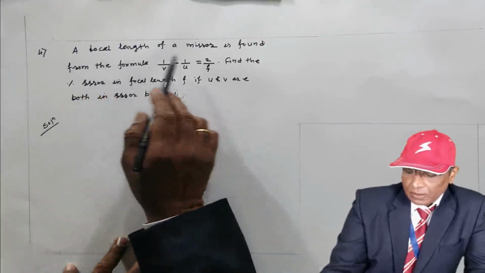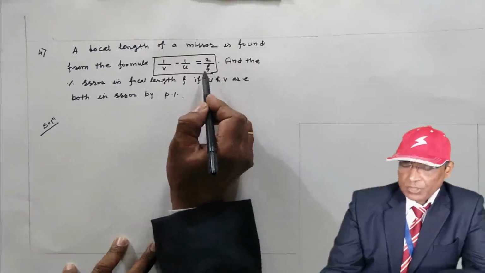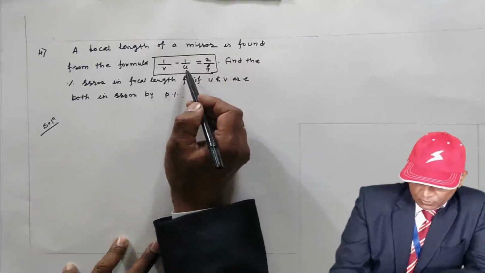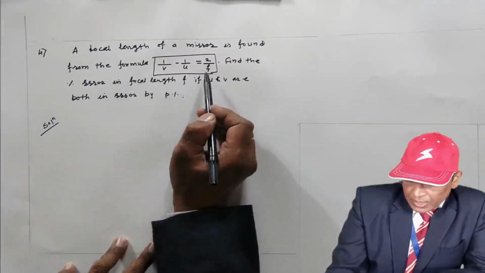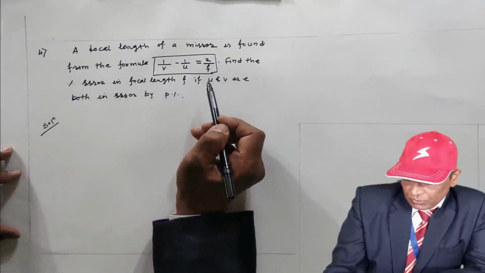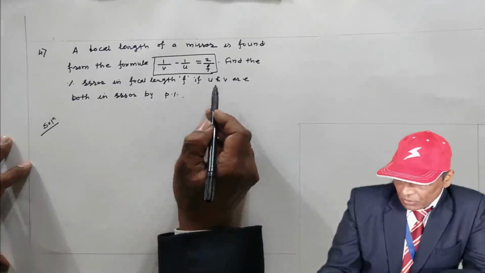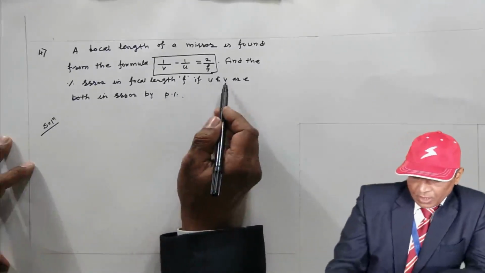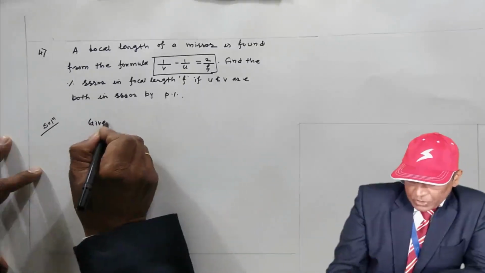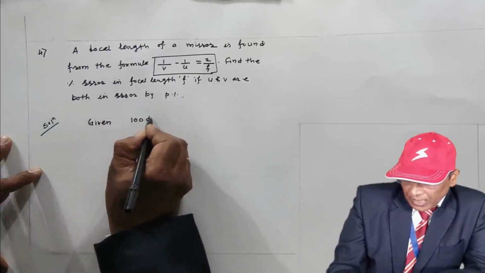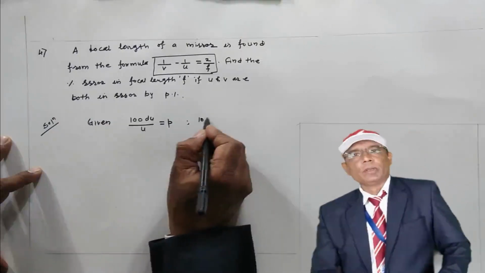Find, if U and V are in error, the percentage error in U is P, the percentage error in V is P. Okay. What to find? What is given? See, the percentage error in U is given to you, which is P. The percentage error in V is also given to you, which is P. And what to find here? The percentage error in F we have to find. This we have to find. Is it?